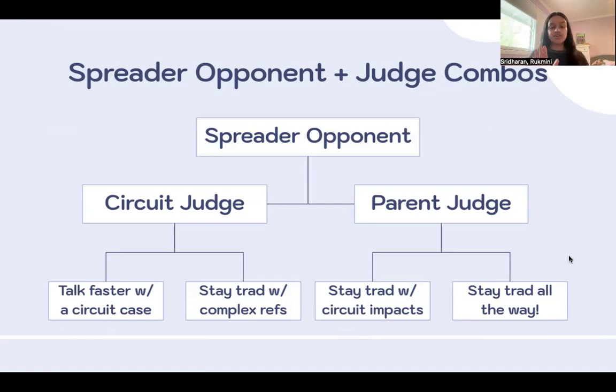What else? Oh, really briefly, if you have what we call a flay judge, right, which is someone who is both flow and lay, so sort of in between, in the middle ground between circuit and parent, then I recommend you use one of the middle strategies. So again, that's either keeping your trad case but using more jargon and complicated refutations, or keeping your trad case but sprinkling in some circuit impacts. And of course, you can do staying trad with complex refs and circuit impacts if you want as well. But generally, you want to maintain that balance and that sort of mix if you have a flay judge, because that's exactly what they're looking for.